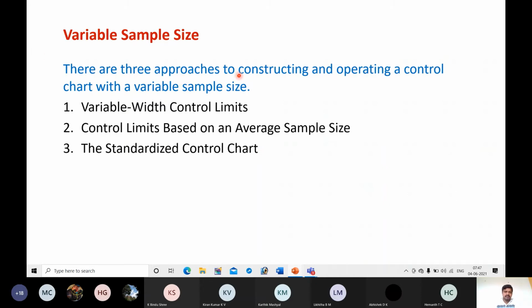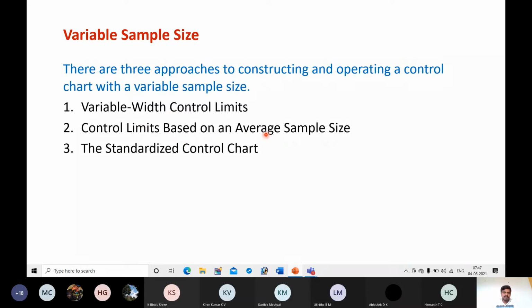There are 3 approaches to constructing and operating a control chart with a variable sample size. That means variable small letter n value. So, 3 approaches. One is variable width control limits. That means here control limits are different for each subgroup or each sample. That is variable width control limit. That means here lower control limit and upper control limit are not the same for all the samples. They are different for every sample.